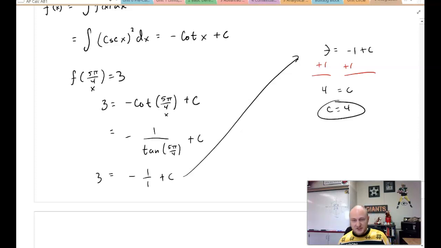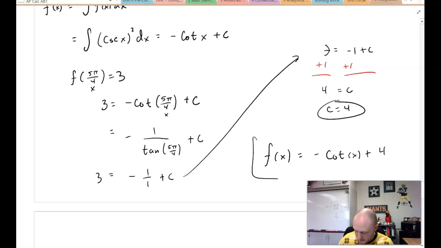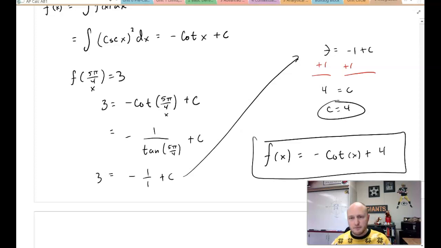Okay? So since c is equal to 4, now I can plug that in. So f of x is equal to negative cotangent of x plus c, which is 4. And there's my function.